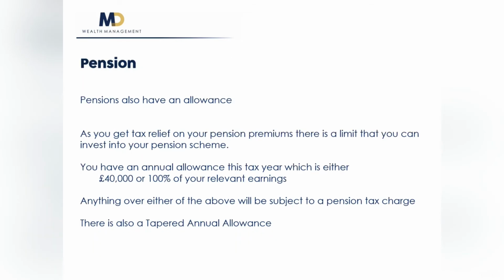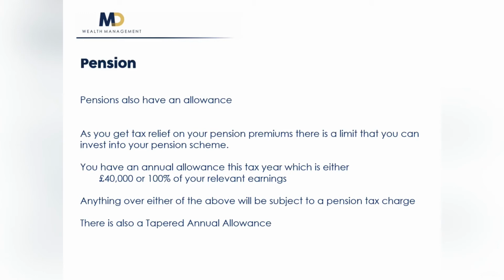Pensions also have an allowance. As you get tax relief on your pension premiums, there is a limit that you can invest into your pension scheme. This tax year it is £40,000 or 100% of your relevant UK earnings. Dividends aren't covered, so be careful of that. It's your relevant UK earnings. Anything over and above this will be subject to a pension tax charge.